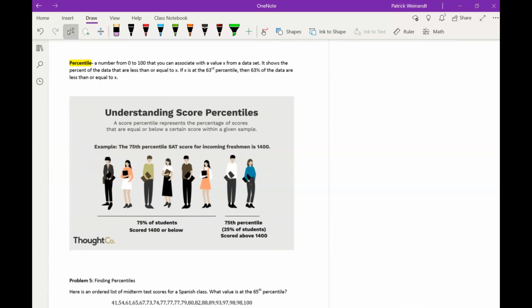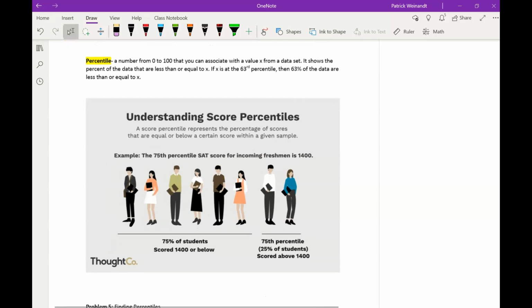All right, the last thing we're going to talk about is percentiles. So, a percentile is a number from 0 to 100 that you can associate with a value x from a data set. It shows the percent of the data that are less than or equal to x. If x is at the 63rd percentile, then 63% of the data are less than or equal to x. So, really, the definition of what I want you to take away here is that a percentile shows the percent of data that are less than or equal to a certain value.